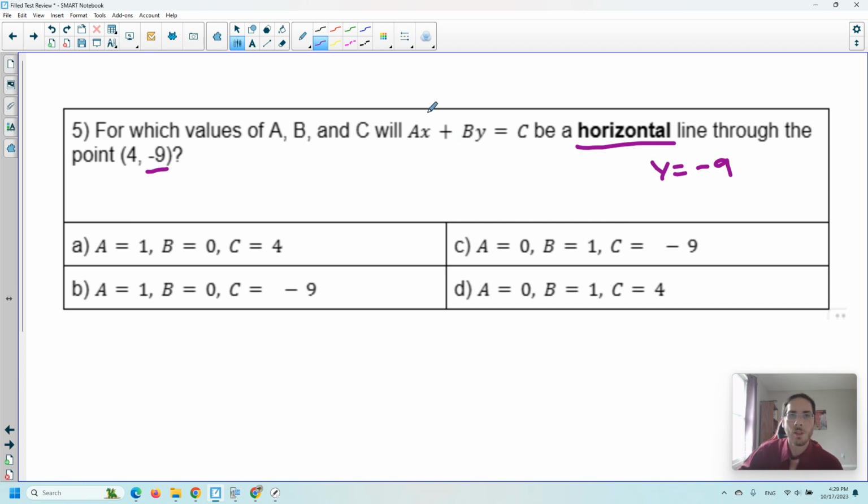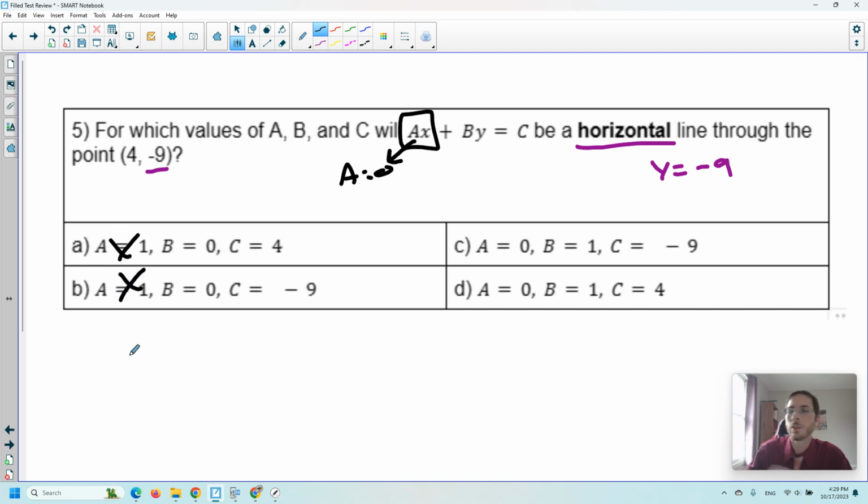So this is kind of tricky, but we did have a homework question that was kind of like this, I think. We want to go ahead and say, well, if I only want y's, I don't want any x's. So somehow I have to get rid of the x. To get rid of the x, we can make a equal to 0.